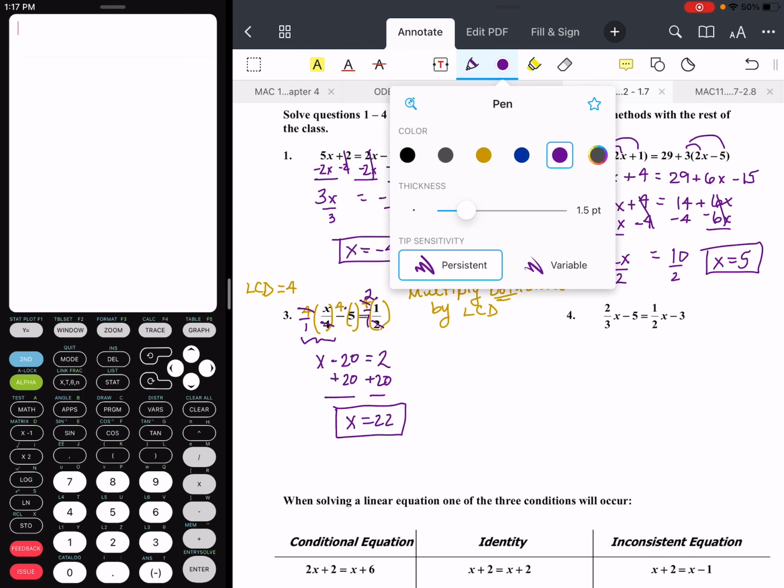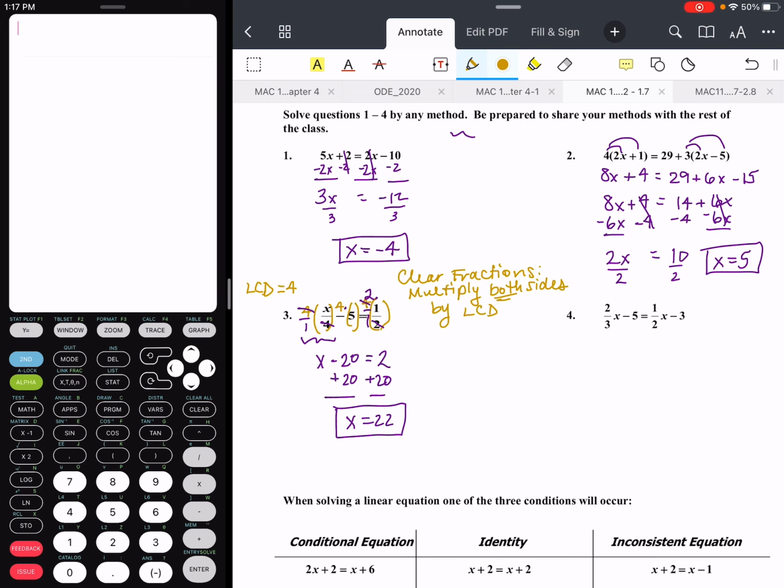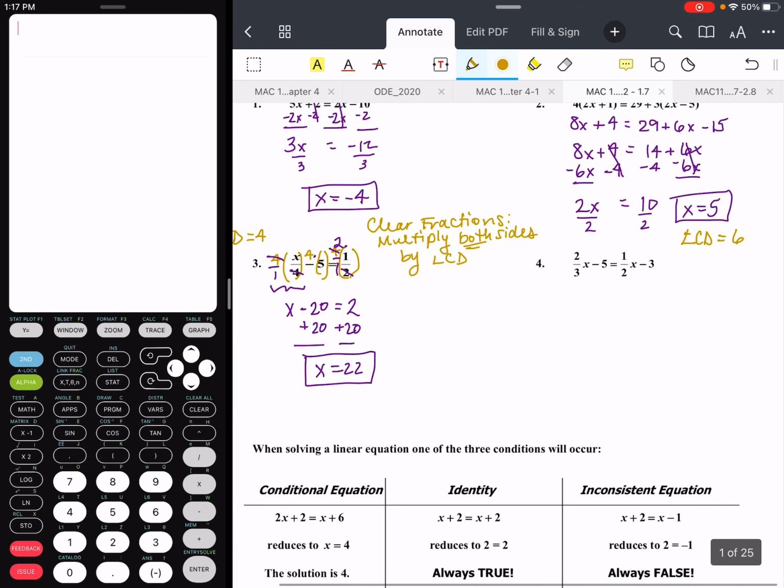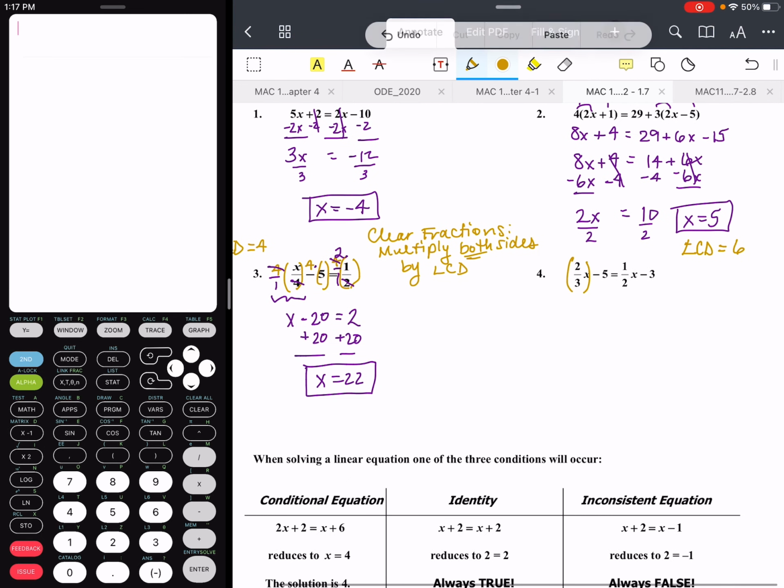For this final example, at least on this page, we've got 3 and 2 in the denominator, so our LCD, least common denominator, is going to be 6. That's the smallest number that both of those denominators divide into evenly. I'm going to multiply all of my terms by 6, my LCD.